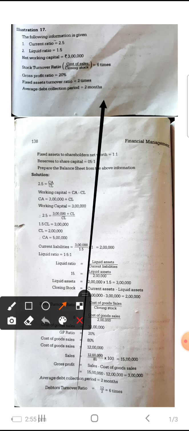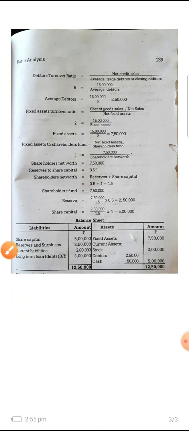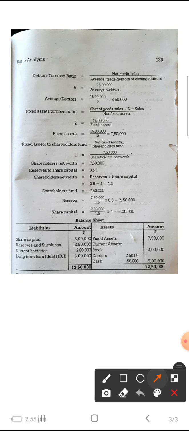Average collection period is given as 2 months. So debtors turnover ratio is how much? In a year 12 months, so 12 months divided by 2 months, it is 6 times. After that, you will get debtors turnover ratio, that is net credit sales, where all the sales are considered as credit sales here. So average debtors, you cross multiply, you will get 2,50,000.